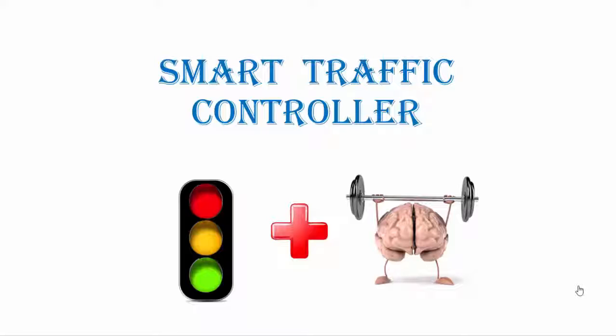On a traffic signal, many times the traffic on all the crossroads is not the same, but the traffic signal provides the same green time to all the crossroads. So there is not effective management of the traffic. Hence we propose our smart traffic controller. Let us have a look at its block diagram.